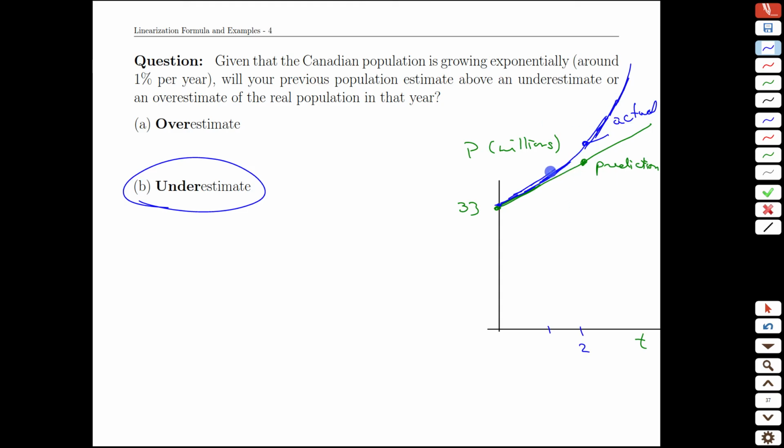For these types of questions, that's the key ingredient. The straight lines are baseline, and you have to determine whether your curve is going to be curving upwards, concave up, or concave down. If it had been concave down, we would have had an overestimate for our population. Here, though, it's concave up. The actual would end up higher than the straight line. So our 33,600,000 would be a little bit below the actual population in 2 years.